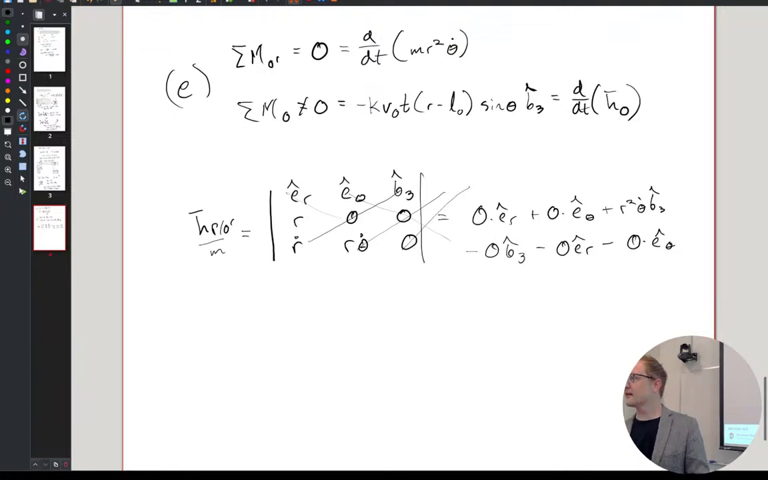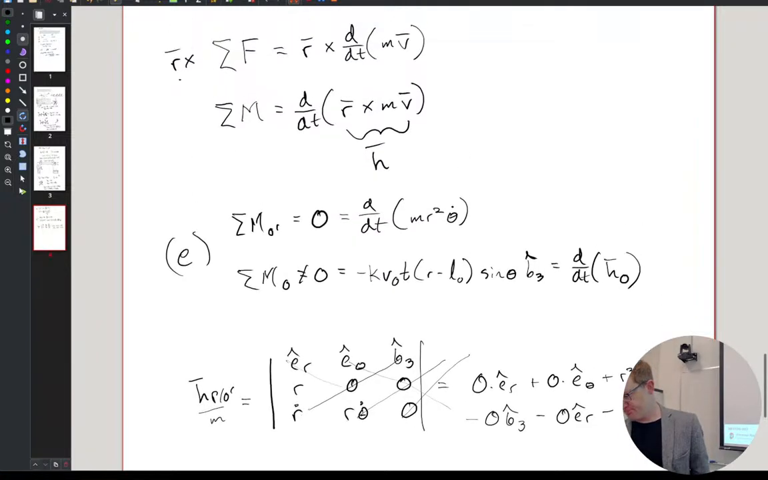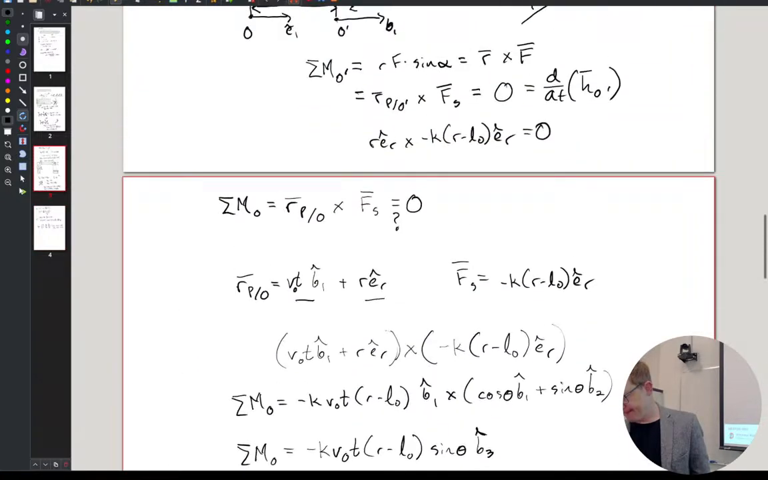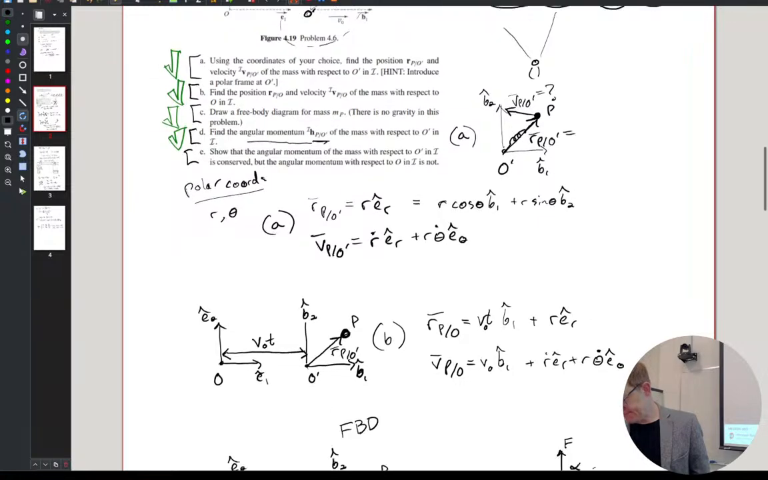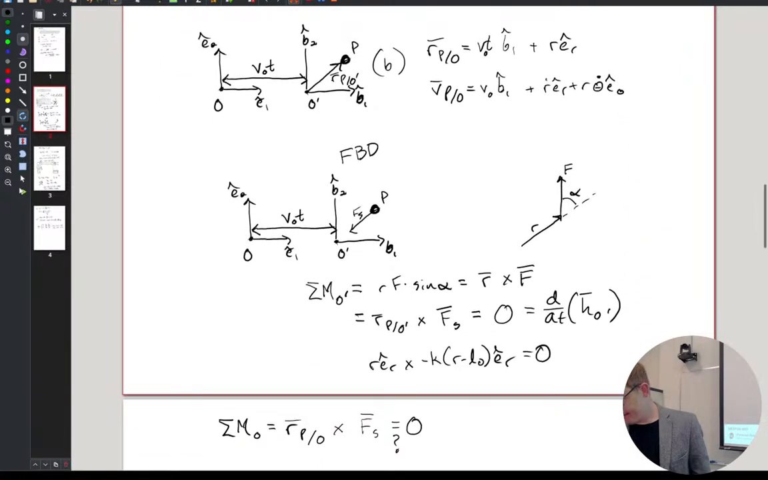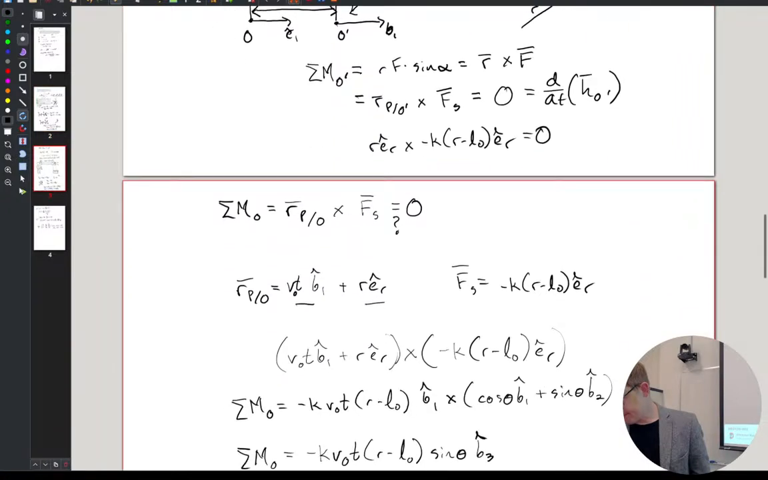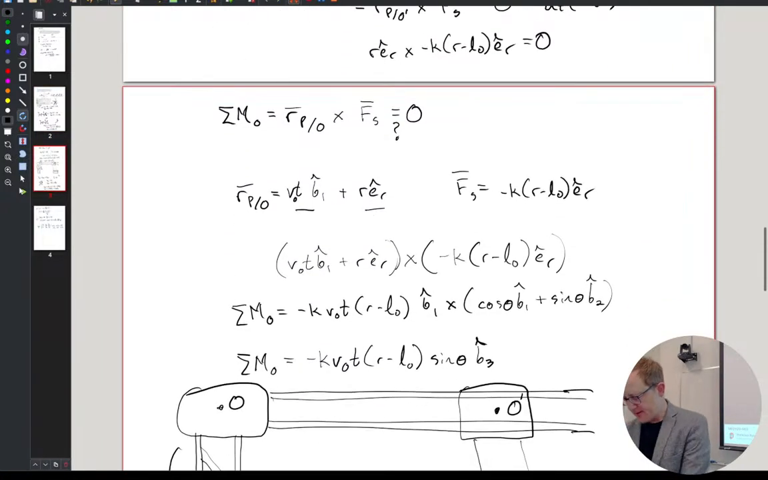In part C, where you're doing the sum of the moments for O, you pulled out the negative K V naught T. Is that because those are constants? Sorry, like down here? Yeah, for the sum of the moments for point O, that negative K V naught T came out. Is it because those are constant values?